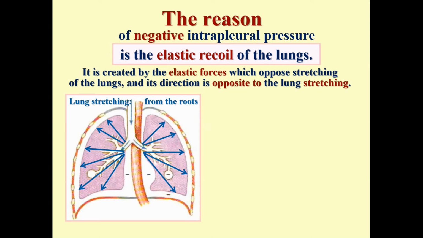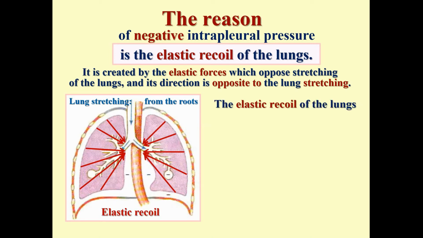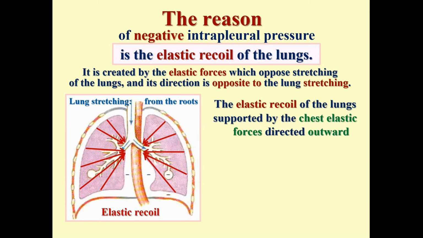But let's observe again. Stretching is directed from the roots in all directions to the surface. Corresponding elastic forces, the elastic recoil of the lung, are directed from the surface to the roots. So lungs constantly tend to collapse. And this elastic recoil is also supported by the chest elastic forces. Of course, chest elastic forces are smaller than those of the lungs, but they are also present. And the chest cavity tends to become larger.